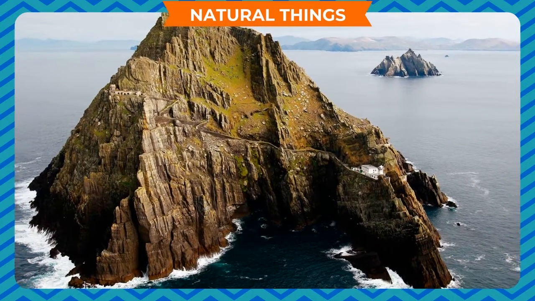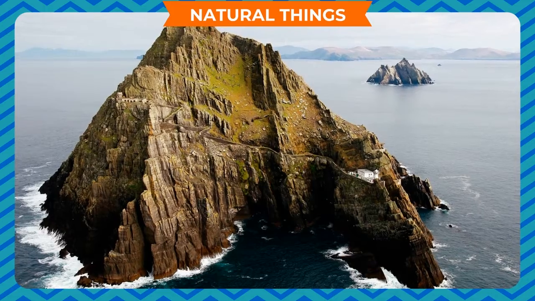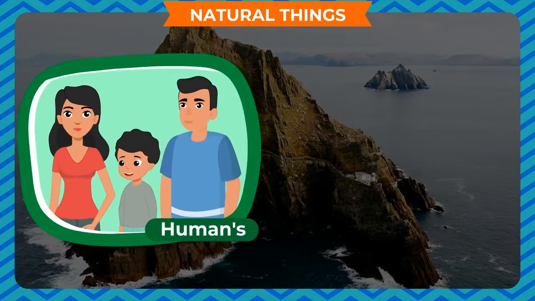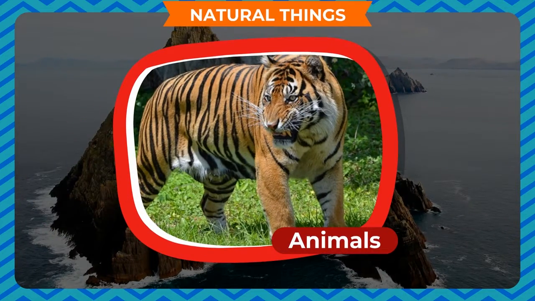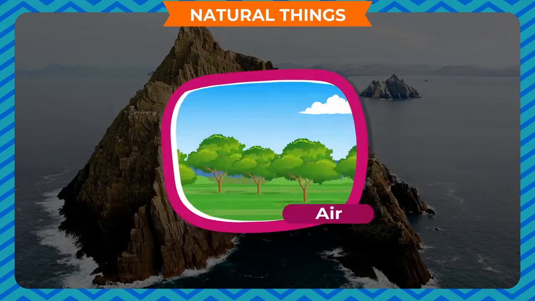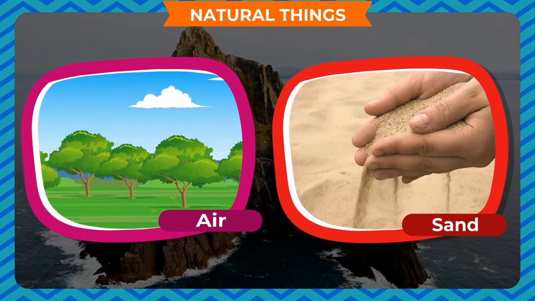Natural things. Nature provides us many things which are either living or non-living things. Humans, plants and animals are living things. Stones, water, air, sand, etc. are non-living things.